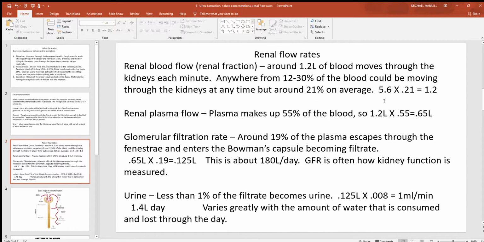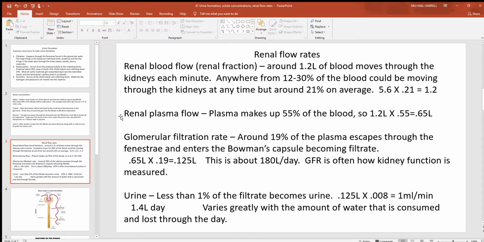So if you remember the cardiac output calculated back in the heart chapter, comes out to about 5.6 liters of blood. Well, that's how much blood your heart pumps in a minute. We just said, on average, about 21% of your blood is going to your kidneys through those renal arteries. So there's your cardiac output, 5.6 liters, multiplied by 21%. Comes out to about 1.2 liters of blood a minute. So that's a lot of blood every minute. So there's how much blood's going through your kidneys.